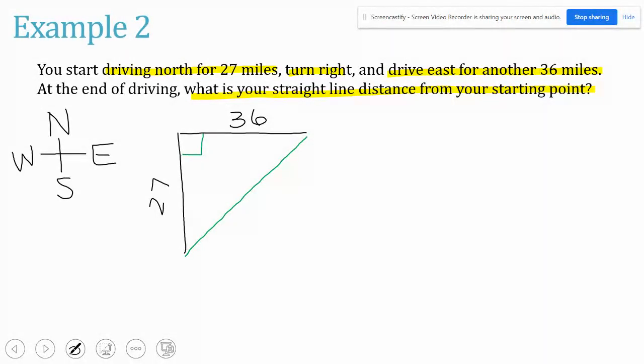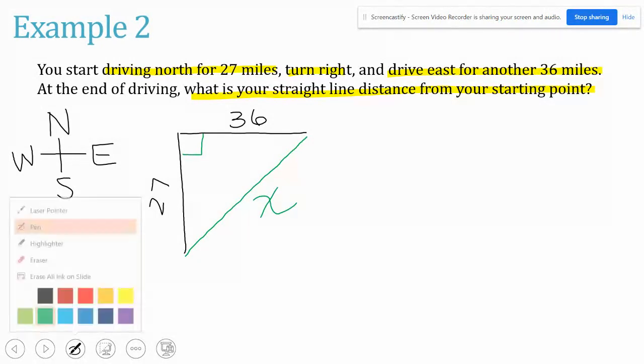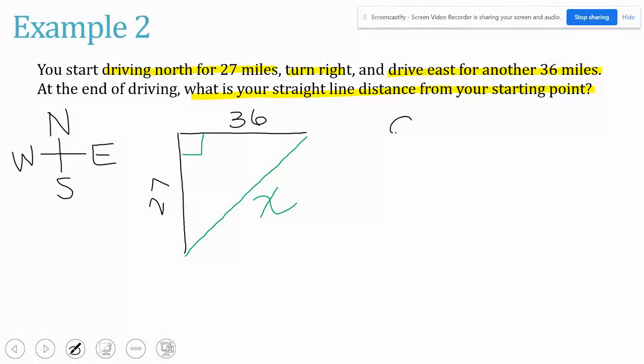So we have our diagram. It's drawn. It's labeled. I'm going to just call this X. You can call it C if you want to. It doesn't really matter as long as it's a variable because we don't know what it is. And we're going to use our Pythagorean theorem to find that missing side. As you can see, I rewrite it over and over again just so it's there for reference and I know what to plug in. I need to know what my A, B, and C's are.